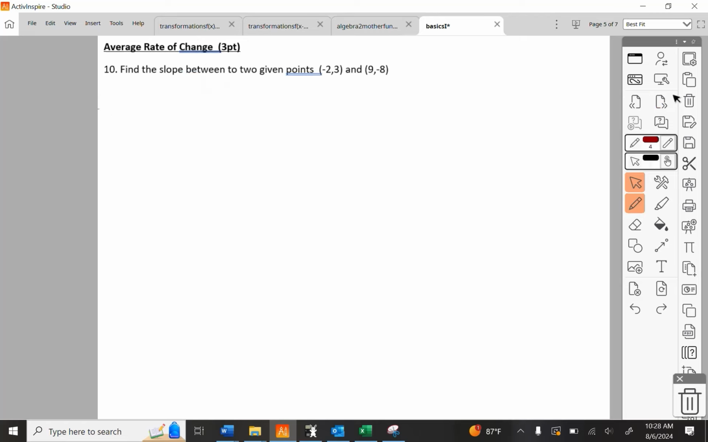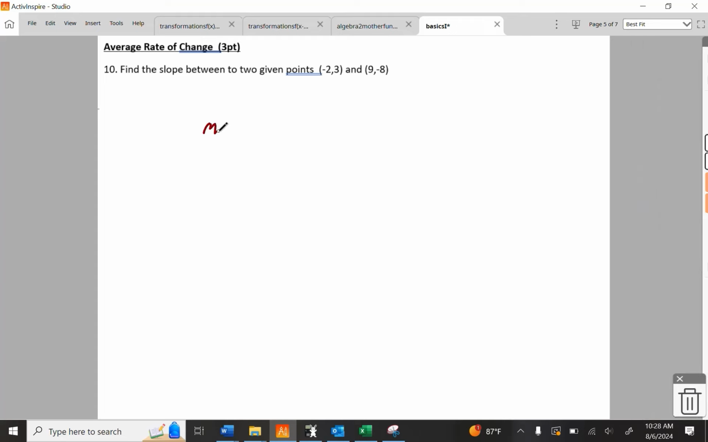All right, number 10 is average rate of change, known as slope. The formula for slope, and we abbreviate slope with the lowercase letter m, is y2 minus y1 over x2 minus x1. We get these coordinates from the given pairs. I've always labeled the first one x1, y1, and the second one x2, y2, probably because that's how I was taught.